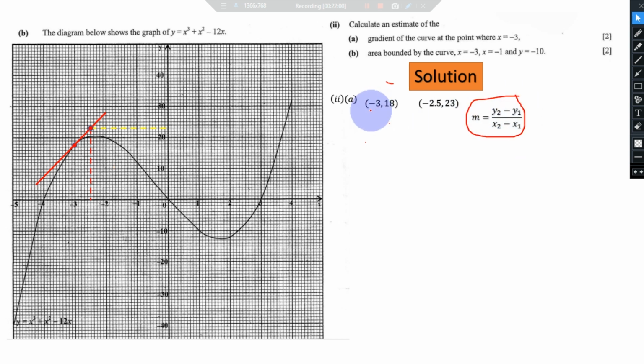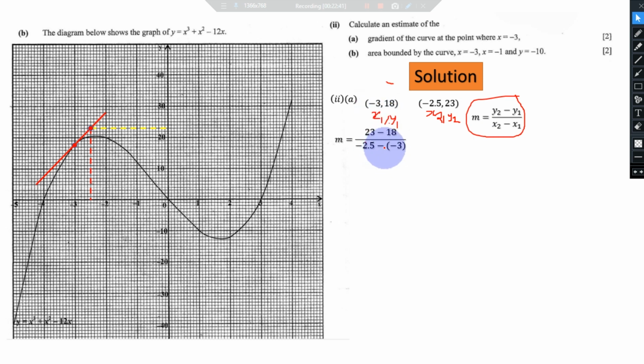So over these values we have x1, y1, x2, y2. So we are going to substitute them in the formula. Our y2 in this case is 23, so we'll put 23 there. Then our y1 is 18, so minus 18. Our x2 is negative 2.5, so we put negative 2.5 here, minus our x1, which is negative 3.